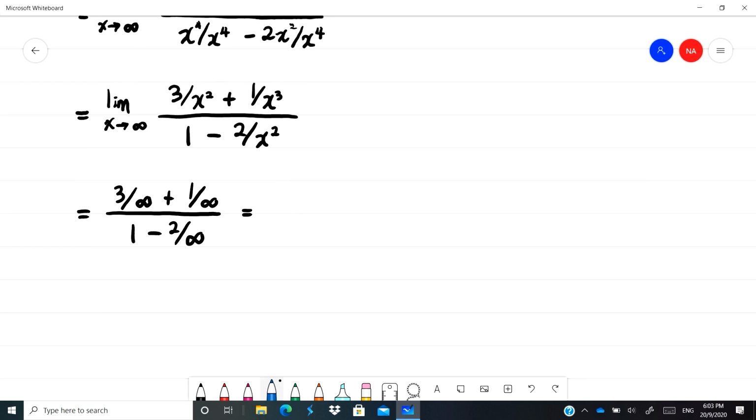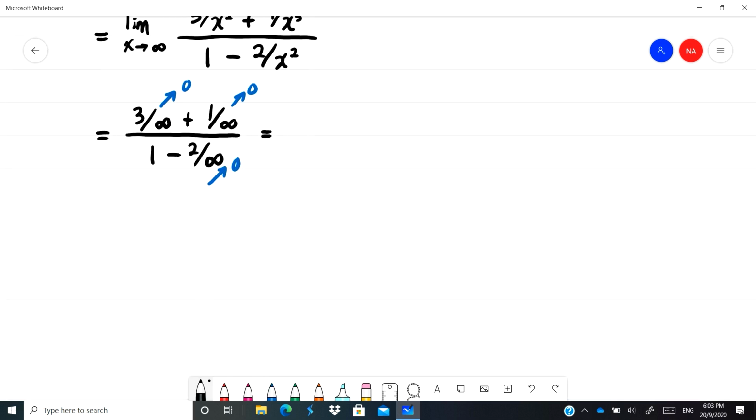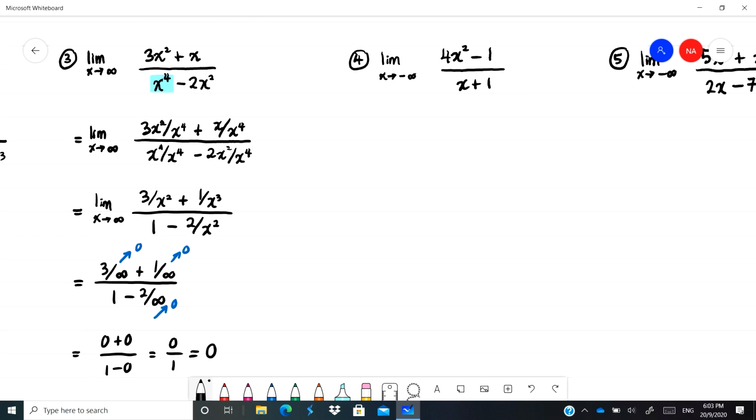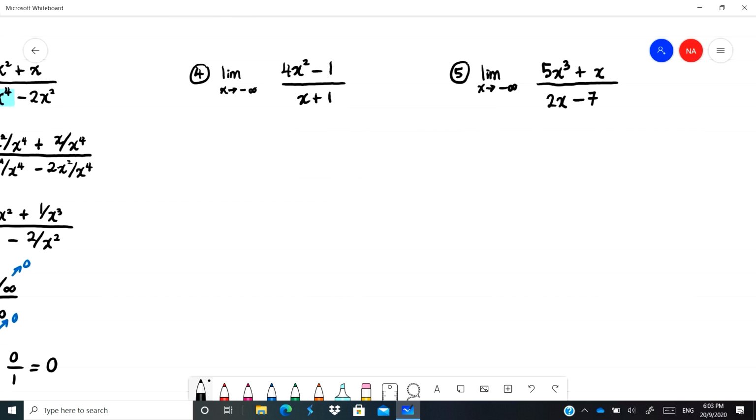So the whole thing that is divided by infinity will be 0, right? This one goes to 0. So, I'm writing in the next line, we have 0 plus 0 over 1 minus 0. So this is actually 0 over 1. So the final answer should be 0. Please note that your final answer in this case is 0, meaning that the graph will approach 0 as it's approaching positive infinity.